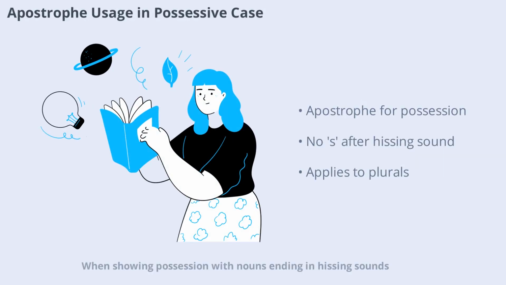When showing possession with nouns ending in hissing sounds, only an apostrophe is needed, not 's'. For example, Rakesh' uncle instead of Rakesh's uncle. This rule also applies to plural nouns ending in s.